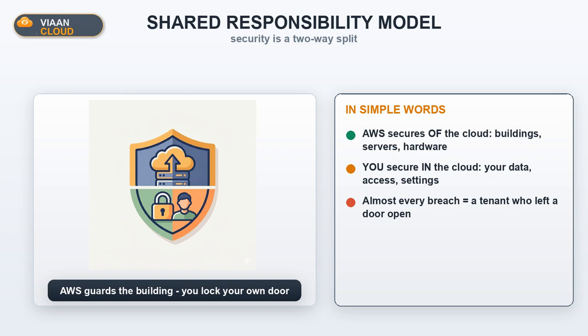Before any of that, the single most important idea in cloud security, the shared responsibility model. Security is a partnership, split into two halves. AWS is responsible for security of the cloud, the physical data centers, the servers, the networking hardware, the stuff you can never see or touch. They guard the building. But YOU are responsible for security in the cloud, your data, who you give access to, your passwords, your firewall rules, your encryption settings. Picture an apartment, the landlord secures the building and the front gate, but locking your own apartment door is on you. Almost every breach you read about is a tenant who left their own door wide open.